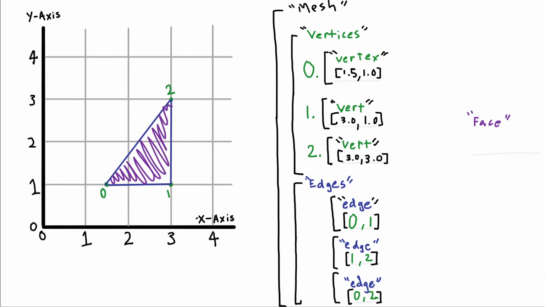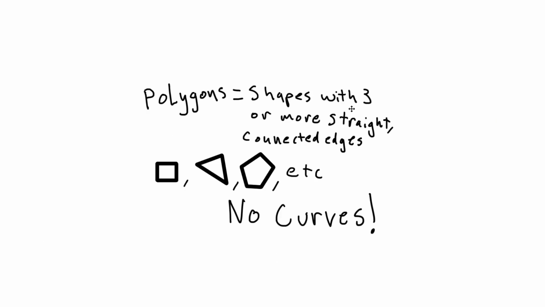And a polygon is a shape with 3 or more straight connected edges. It's like a square, a triangle, pentagon right there, I think. No curves. Curves are just achieved by, like here you can see this is more curved than the square. You just add a lot more straight lines. And once you've got enough straight lines, a lot of them, then from a distance it looks like a curve.